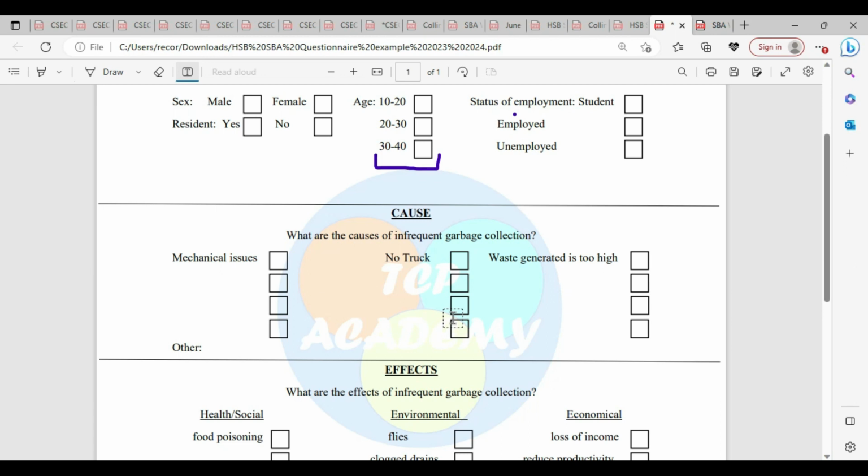So here, where we have cause, it is pretty much answering what really causes infrequent garbage collection. Some persons are saying there are mechanical issues with the truck, so the trucks can't come out on time, and that is causing the infrequent garbage collection. Some persons are saying that there's no truck, and because there's only one or two trucks, we have to wait for them to be available to come and pick up the garbage. So this is the source of infrequent garbage collection. I am not seeing students answering this particular part of the questionnaire as they should.